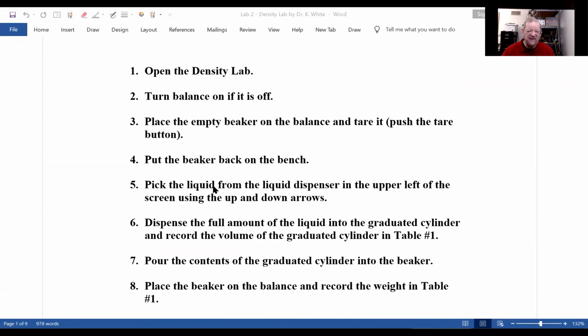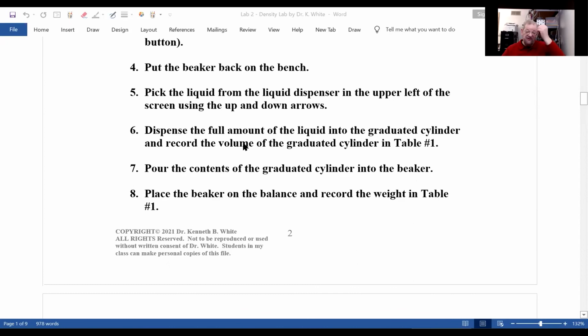Then pick a liquid from the dispenser in the upper left, and I'll show you this in a second, using the up and down arrows, and then dispense the full amount. Turns out what they call full amount is not truly full amount. I got faked out when I first started playing with the labs a while ago. And then you'll record the volume, and I'm going to show you how to do that in a minute. Put it in table 1.